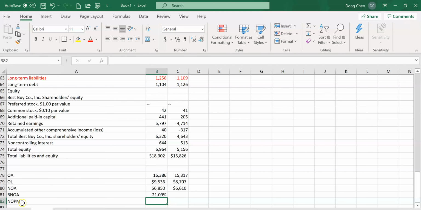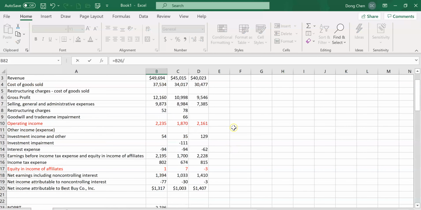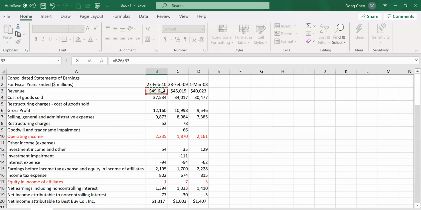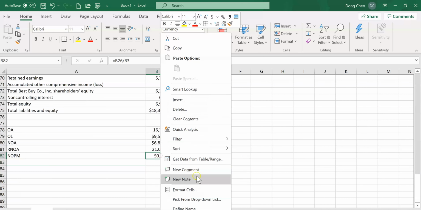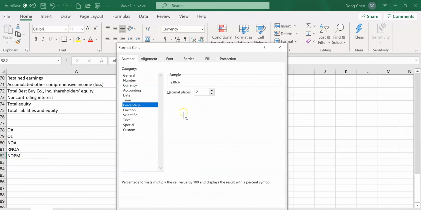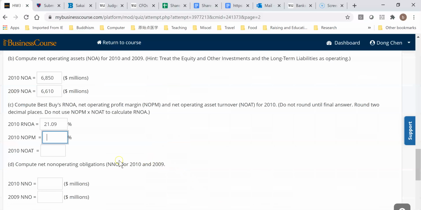And NOPM, net operating profit margin, this is defined to be NOPAT divided by the revenue, right? Revenue is right here. So similarly, we need to change this format to be in percentage term and keep two decimal places. So this gives us 2.86.